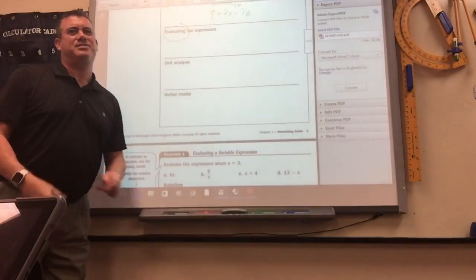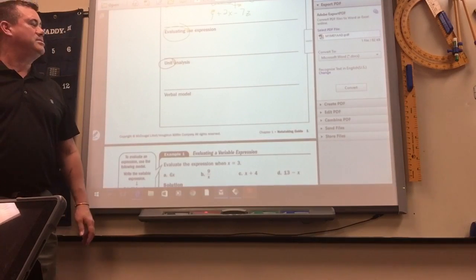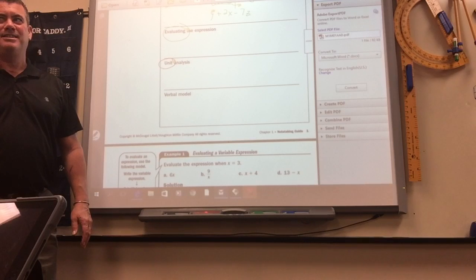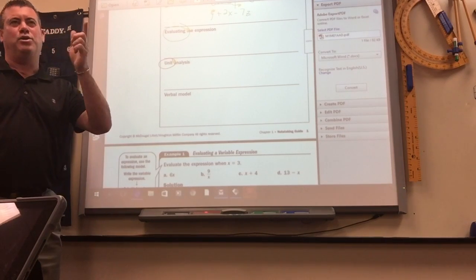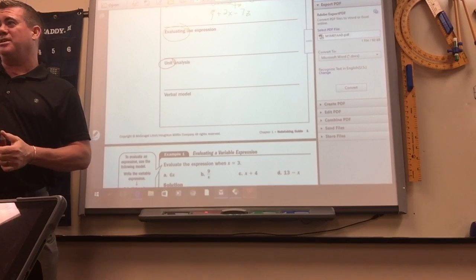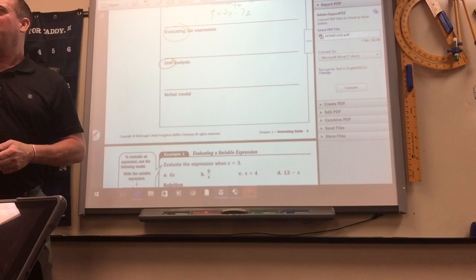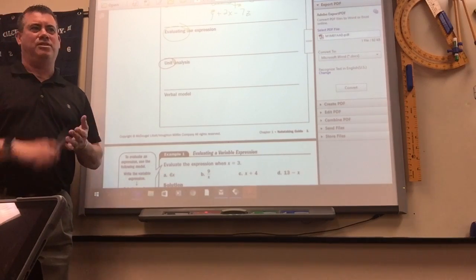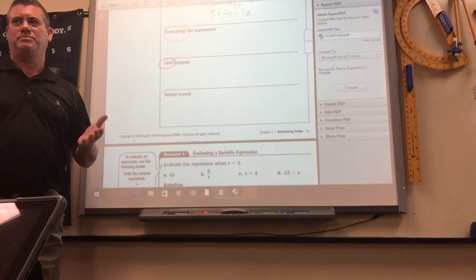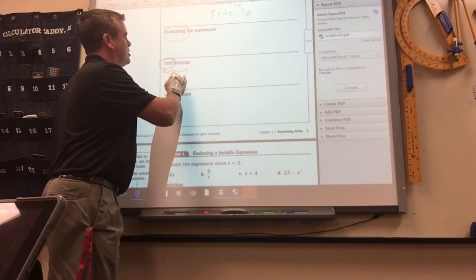Unit analysis. All that means is, remember what unit means? A unit is one thing, like inches, feet, yards, whatever unit it is. Okay? So a unit analysis, all this means is, what should it be labeled?